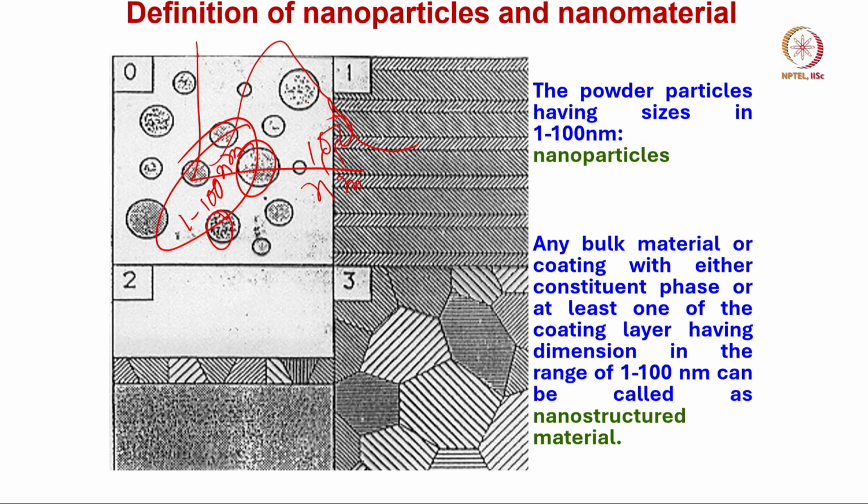One dimensional nanomaterials are like alternate layers of coatings. The coatings are oriented in different orientations, and if each layer or alternate layer of the coating has a thickness of 1 to 100 nanometer, then we call it a nanostructured coating. For the two dimensional materials, if the individual grain size of these coatings is 1 to 100 nanometer, then we call it a nanostructured material. In three dimensional, any bulk material where the individual grain, what is a grain?